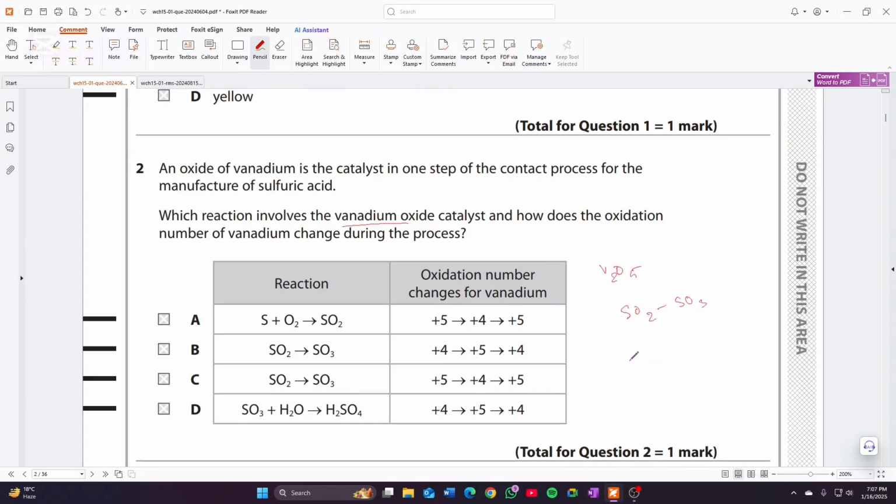Remember, the reaction is like this. V2O5 becomes V2O4, and along the way it catalyzes the reaction of SO2 to SO3, and then it oxidizes again to V2O5. So V2O5 reacts with SO2 and forms V2O4. The oxidation state of vanadium was +5, and here it's +4. So it changes from +5 to +4, and then back to +5 again. Since it's a catalyst, it should remain unchanged at the end of the reaction. So the only option here is C, because in C we have the reaction of SO2 to SO3, and the oxidation state of vanadium changes from +5 to +4, and then again to +5.